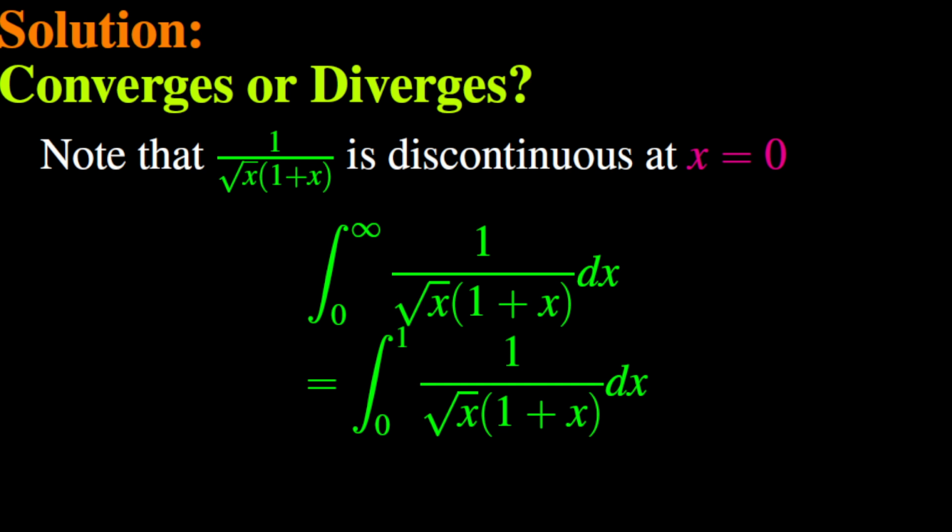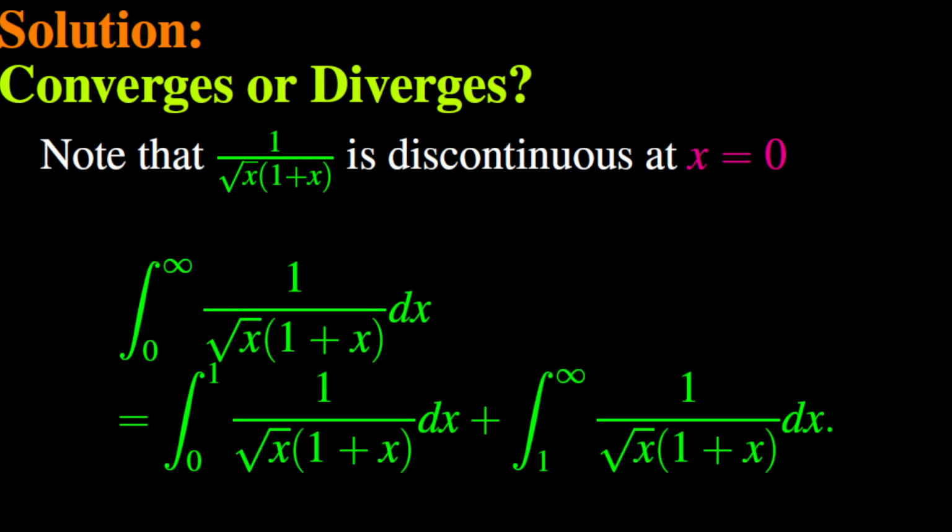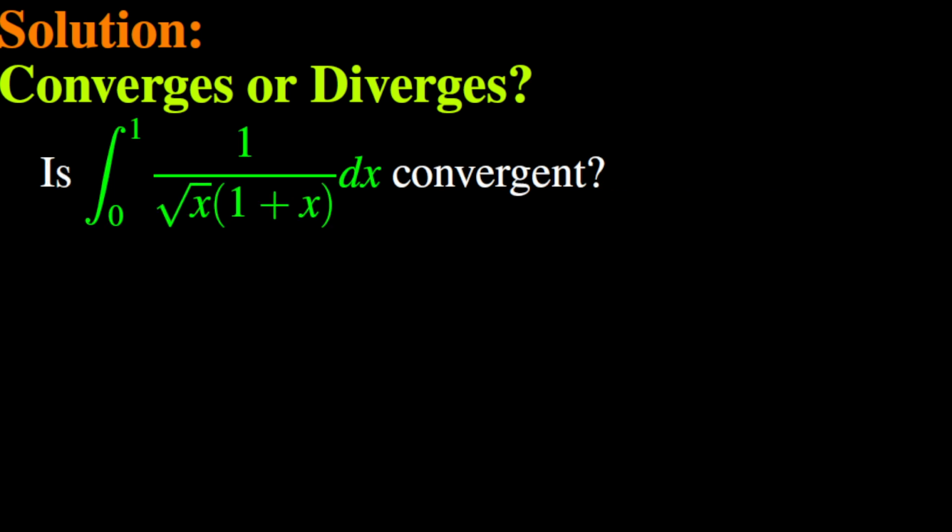The integral from 0 to 1 of 1 over the product square root of x times 1 plus x, plus the integral from 1 to infinity of 1 over the product square root of x times 1 plus x. We have to study the convergence or divergence of both integrals. Let us first study the convergence of the integral from 0 to 1 of 1 over the product square root of x times 1 plus x.